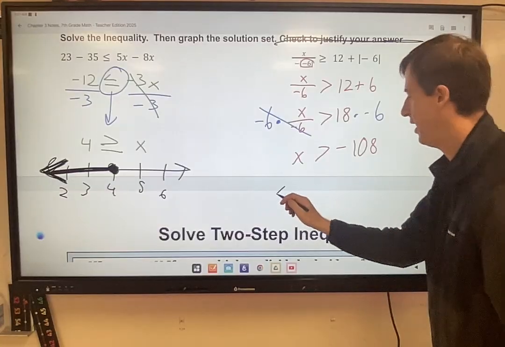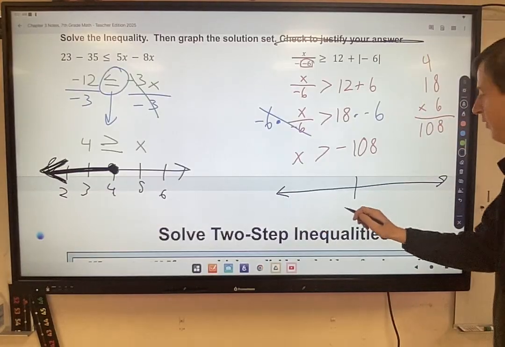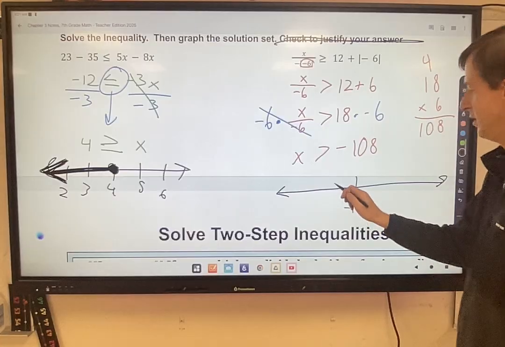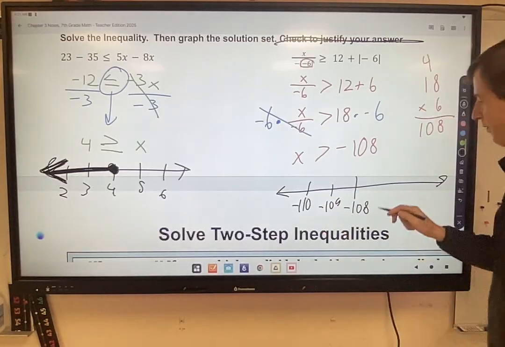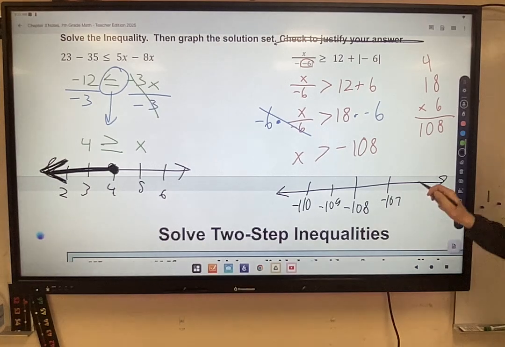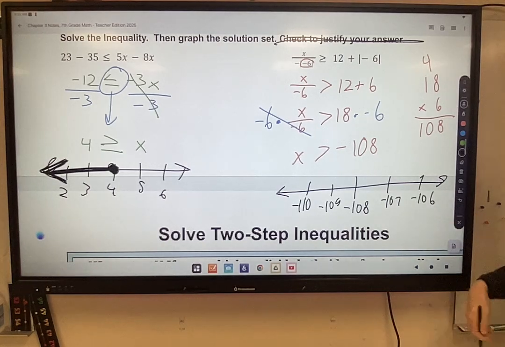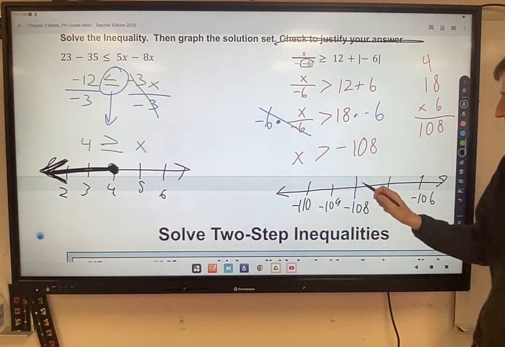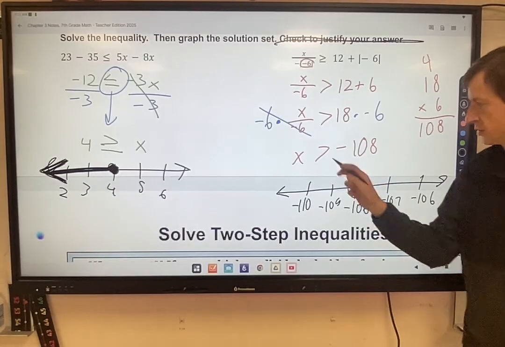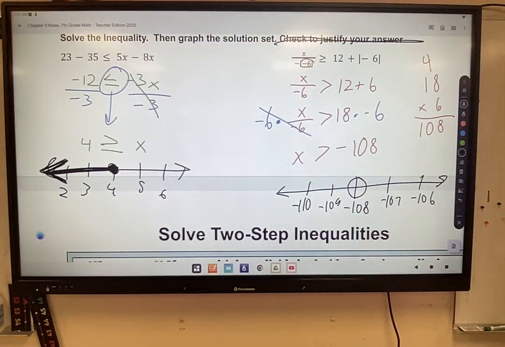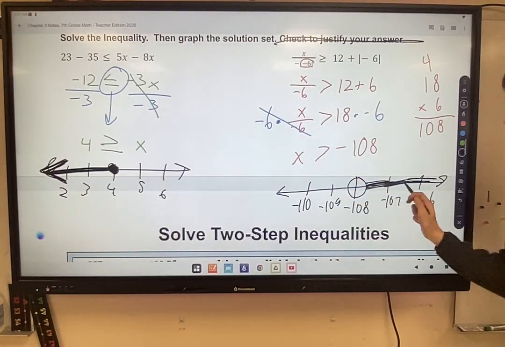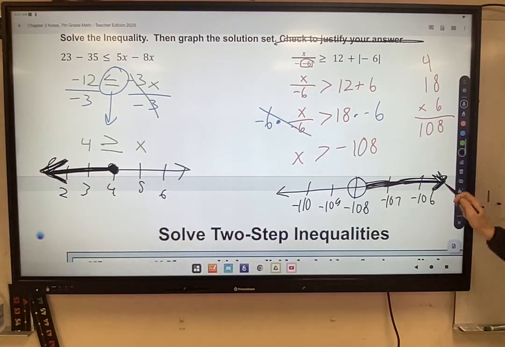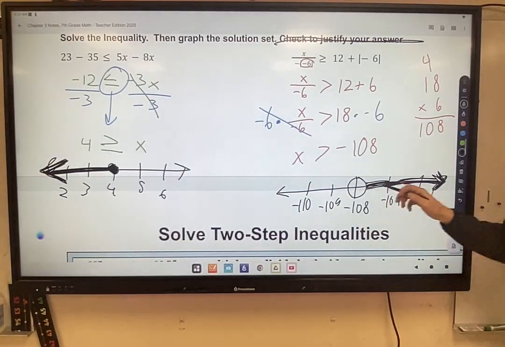If I was going to do this on a number line, let me change color. To do this on a number line, I've got negative 108 in the center here, which means I've got negative 109, negative 110 to the left. To the right, I've got negative 107, negative 106. It's greater than, no equals, so that's going to be an open circle, right? If it's greater than or less than, open circle. If it has an equals, then it's colored in. And it looks like x is greater than that. Numbers that are greater go to the right. So I've got negative 108 with an open circle going to the right.